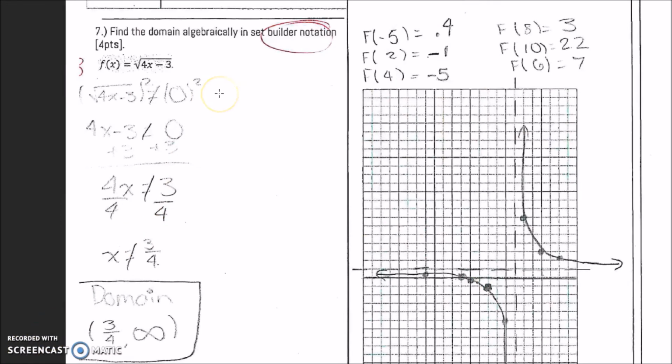Alright, this student squared it. They were not supposed to set it not equal to 0, but I gave them a 3, it looks like. X not equals 3/4, because you could put 3/4 in there. 3/4 times 4 gives you 3. 3 minus 3 is 0. Square root of 0 is 0. And then also they missed that they wrote this in interval notation, not set builder notation.